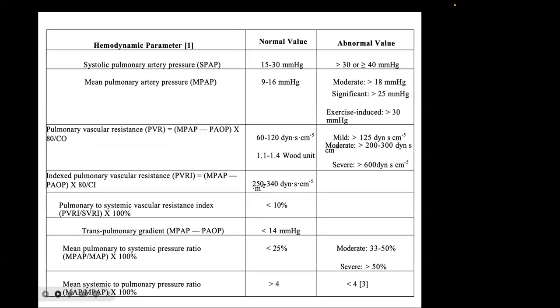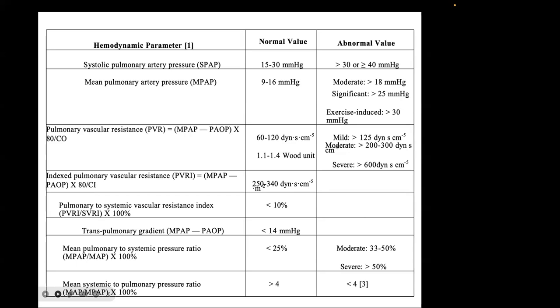Hemodynamic parameters: systolic pulmonary artery pressure, normal value 15 to 30 mm of Hg, abnormal more than 30 or more than 40. Mean pulmonary artery pressure 9 to 16 is normal, moderate more than 18, significant more than 25, exercise induced more than 30.